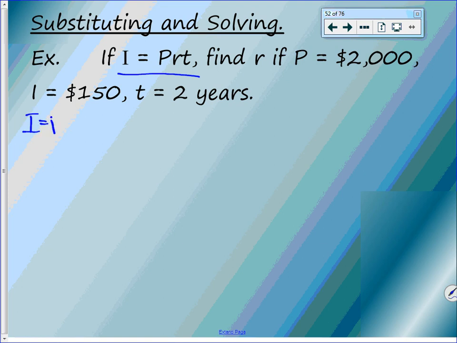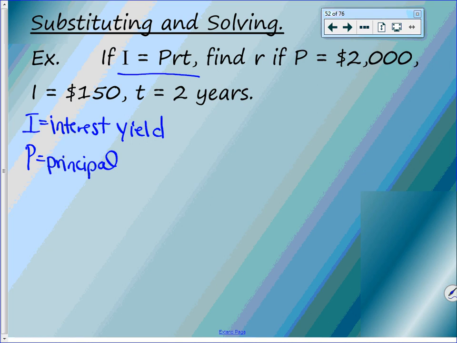I is interest, and I'm going to call it interest yield. P is principal. So principal is the amount of money you put into an account where over time it gains money. And the way it gains money is because banks use it to invest. So the principal is the money that you invest.